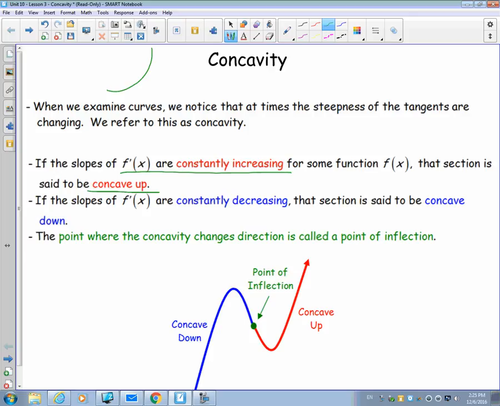If your derivative is constantly decreasing, it's going to be concave down. So it's getting less and less, steeper and steeper downward, concave down. Okay. There are points where it's neither concave up or concave down. We consider those inflection points.